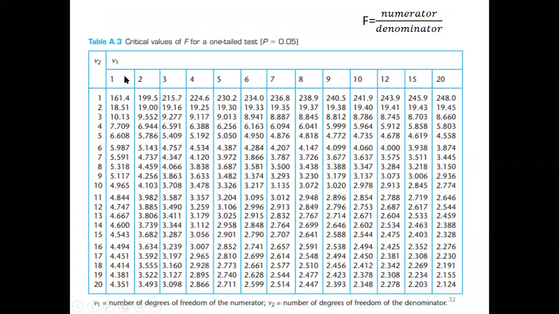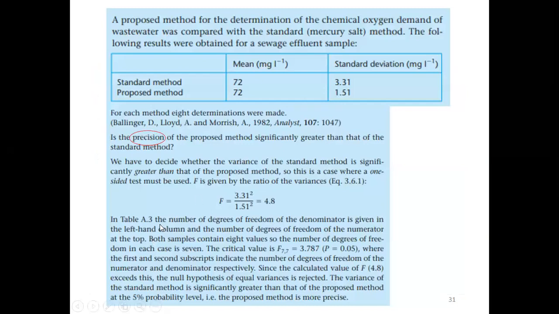The V1 row gives the degrees of freedom of the numerator. These numbers are the degrees of freedom of the numerator, and these numbers are the degrees of freedom of the denominator. That is how this table has been arranged. I will tell you why it is important, because using that table we have to calculate the critical value.